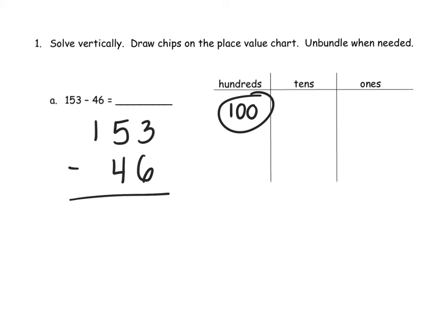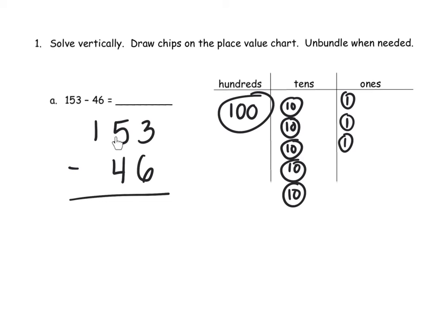100, I'm going to do the place value discs. 5 tens, which is 50, and 3. Okay. Now I need to do my borrowing from the tens place to make this ones place number a larger number. So I'm going to borrow a 10 and carry it over to the ones place. 1, 2, 3, 4, 5, 6, 7, 8, 9, 10.